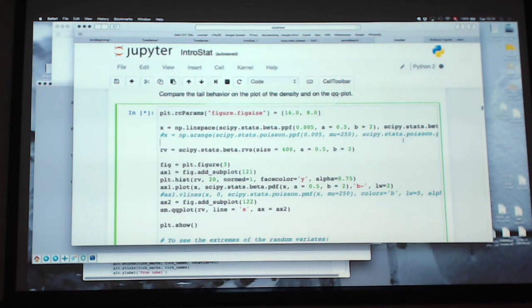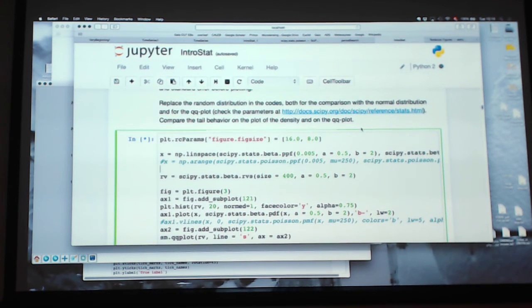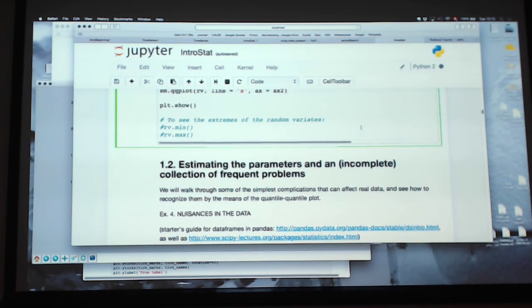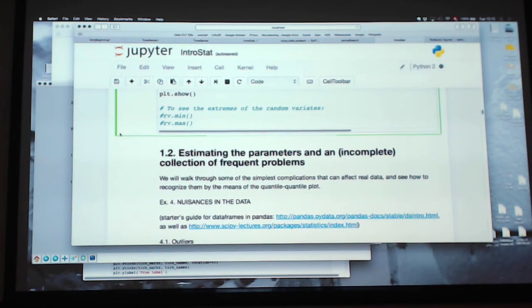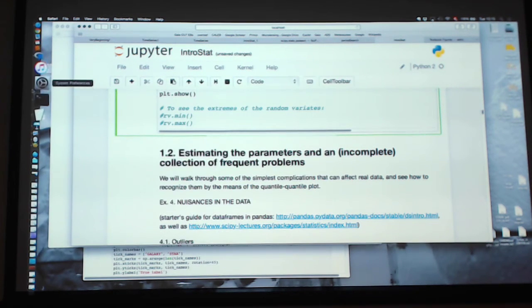What else? You already know the effect of heavy tails. It's a systematic discrepancy between more negative and more positive high values, and so on. So this QQ plot also can be used for detection of problems with your data.